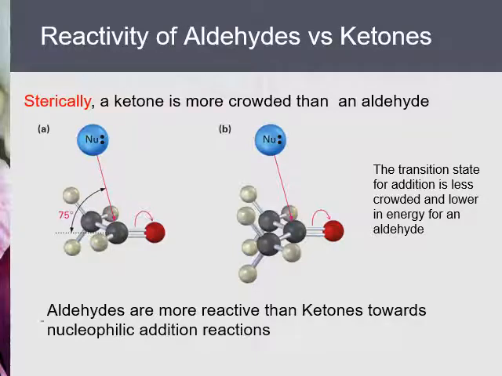In general, aldehydes are more reactive than ketones. There are 2 reasons. Sterically, a ketone is more crowded than an aldehyde. This is because in an aldehyde, at least one side of the carbonyl group is hydrogen, and therefore the carbonyl carbon is more exposed to be attacked by a nucleophile. On the other hand, in a ketone, both sides are carbon, so the carbonyl carbon is crowded and shielded from the attack and less reactive.